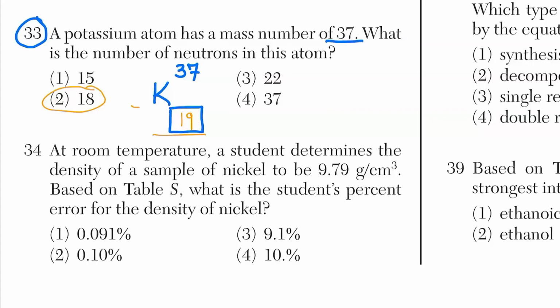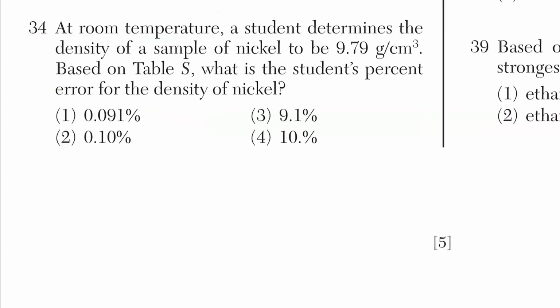All right, so on to number 34. At room temperature, a student determines the density of a sample of nickel to be 9.79 grams per cubic centimeter. The student determines, that's the experimental value. Based on Table S, they're telling you where to go. What is the student's percent error? So I guess we've got to go to Table S and look at the percent error.